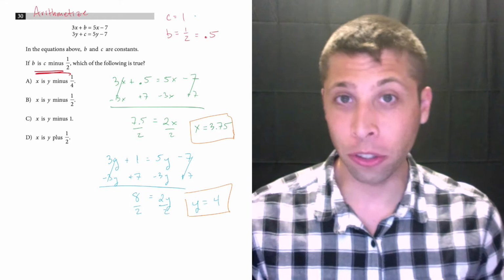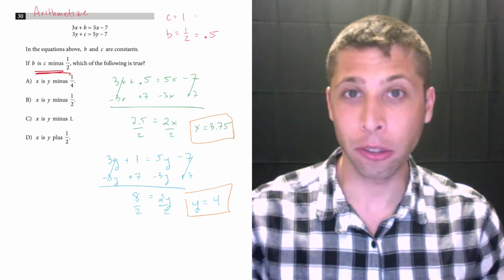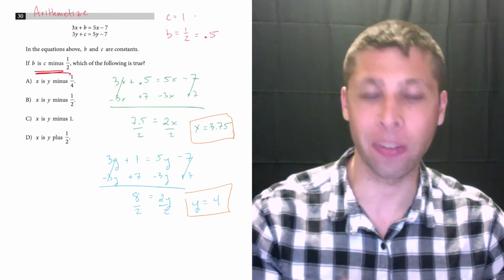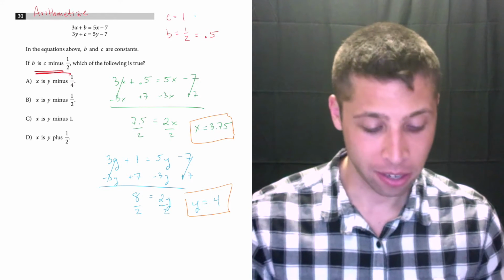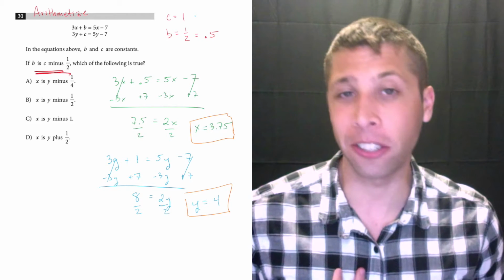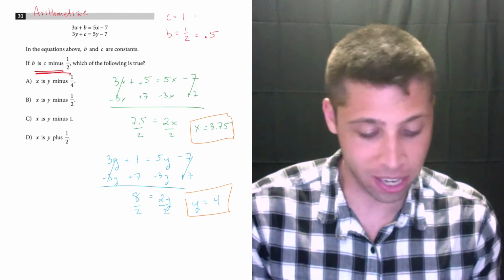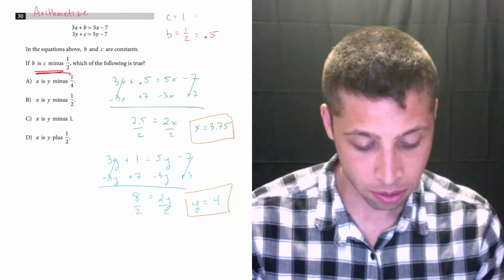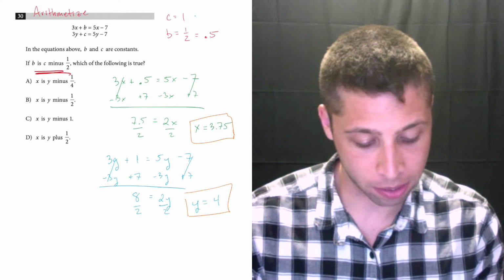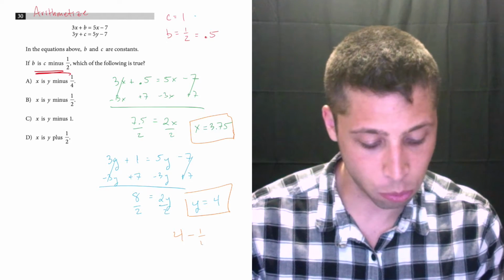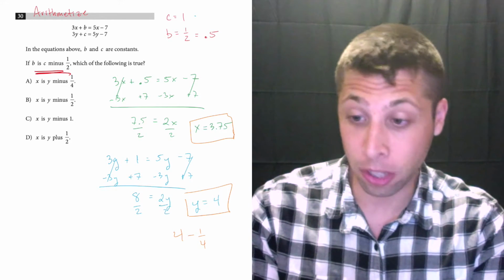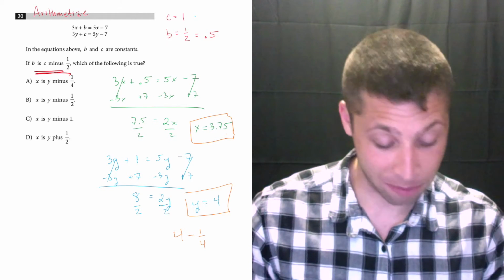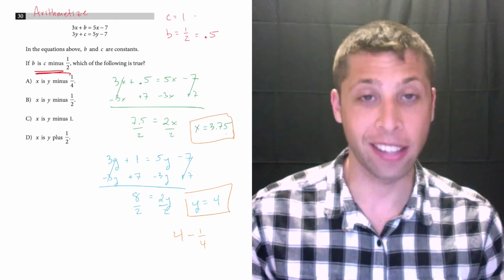Now all the choices are asking us to compare those values. Before, when we had only algebra, we would have had to solve and get some sort of algebraic expression here, but we have numbers, and numbers are easier for our brains to understand. So now just see if these things are true. So x is y minus a fourth. Well, that seems true, right? Because 4 minus a fourth, if you really need to do it in your calculator, you can. You're going to get 3.75, the same number that we just got for x.